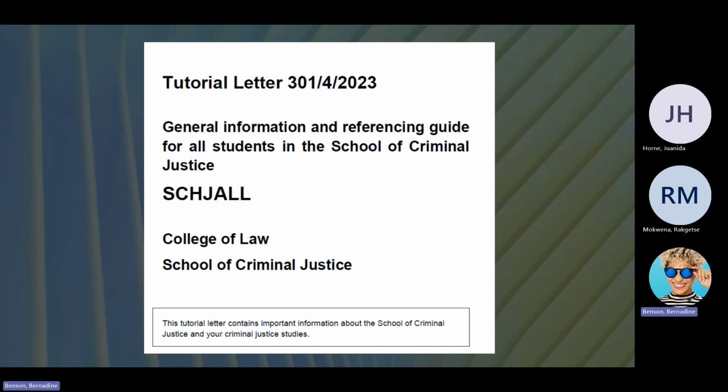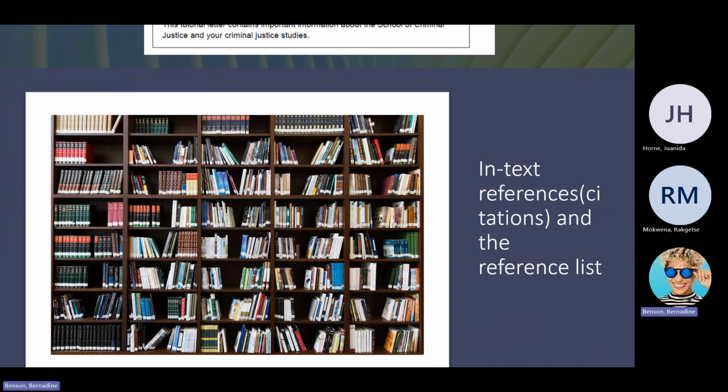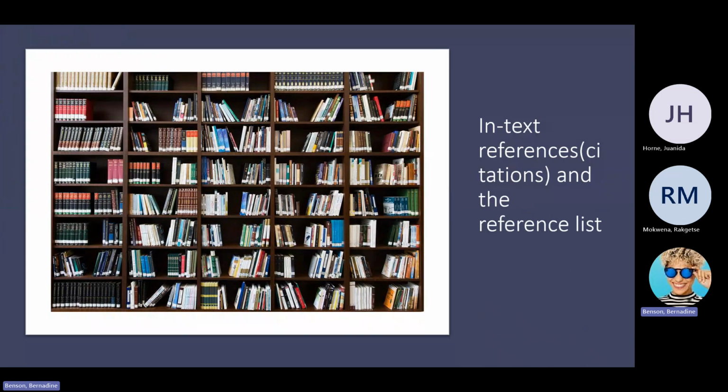What has happened with our latest School of Criminal Justice referencing guide is they have expanded it to include additional information that we felt the students were not always privy to or not always having at hand. So they've expanded it. But today we are just going to look at the specific discussion on the references. We will be looking at in-text references, also called citations, and we will be looking at the reference list.